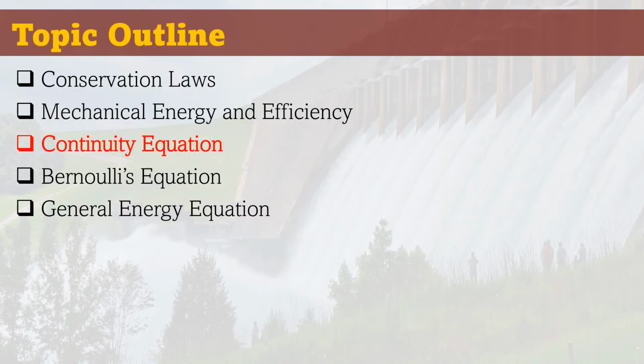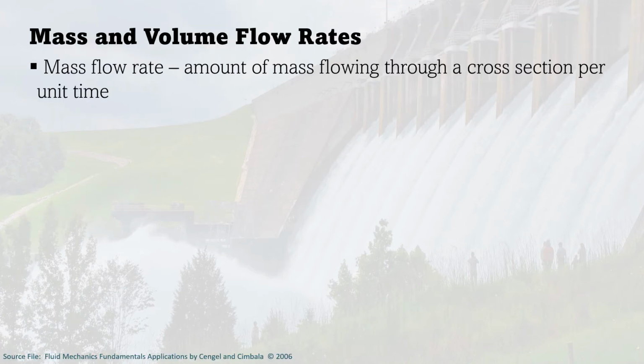So now that we are already familiar with the different forms of mechanical energy and efficiency, we are now ready to dive into the different conservation laws. The first one is the continuity equation. For a closed system, the conservation of mass principle is implicitly used by requiring that the mass of the system remains constant during a process. So that's why it's conservation of mass.